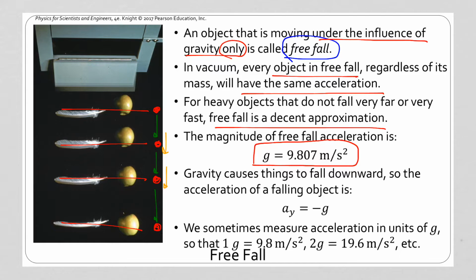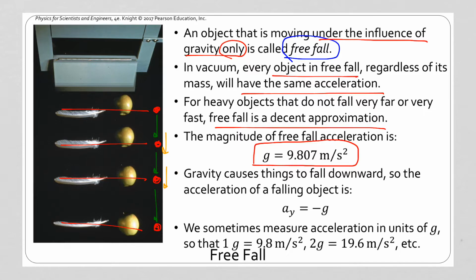This is called g. G is the free fall acceleration, and it's the free fall acceleration due to gravity. G is assumed to be a positive value. You don't want to have a negative quantity hidden inside of a variable like this. So since we know that gravity causes us to fall downwards, the acceleration in the y direction, because gravity acts vertically, would be negative g, right? The g is the amount of the downwards acceleration, and then the negative sign means that we're falling downwards.